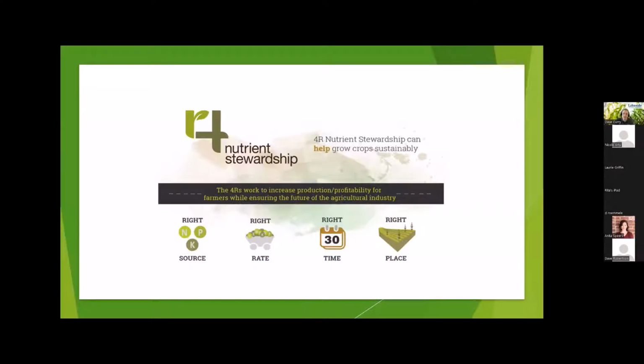I put this slide up to reinforce the idea of the 4R nutrient stewardship program and how variable rate fertility is a key part of 4Rs. It's all about the right source, right rate, right time, and right place, and about reallocating nutrients to where they're actually needed in the field.